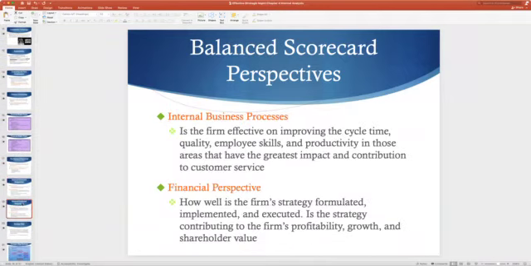Third one, internal business processes. What are we doing internally now to improve those processes that transfer that input to output? Are we improving on the cycle time? Are we improving on quality? Are we improving our employees' skills and productivity? And are these areas that we are doing improvement, are they areas that will create the greatest impact and contribution to, again, our customer? And then finally, we talked about the financial perspective of the balanced scorecard.